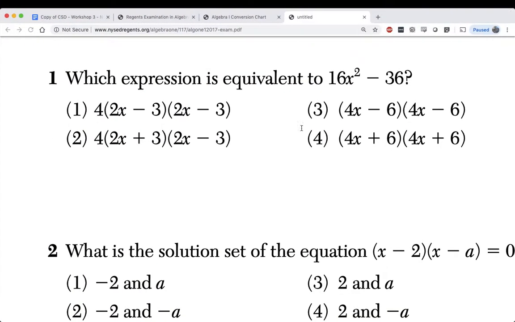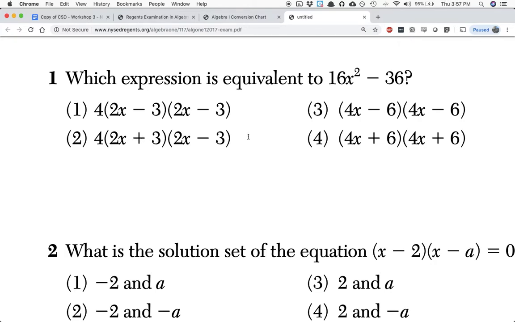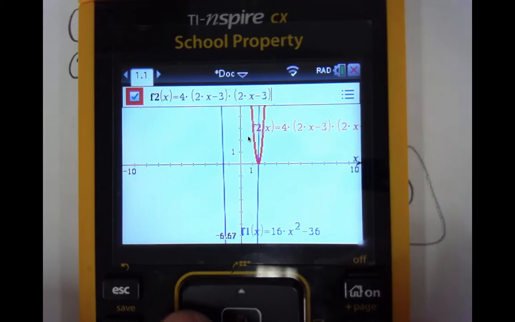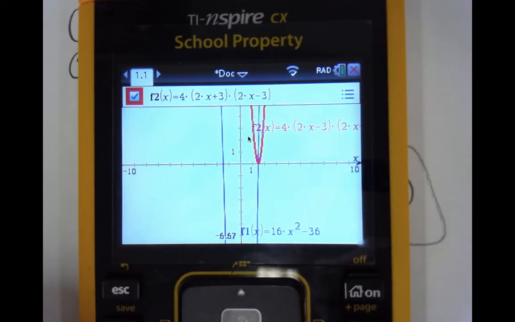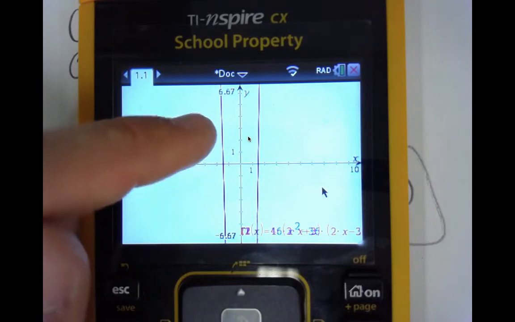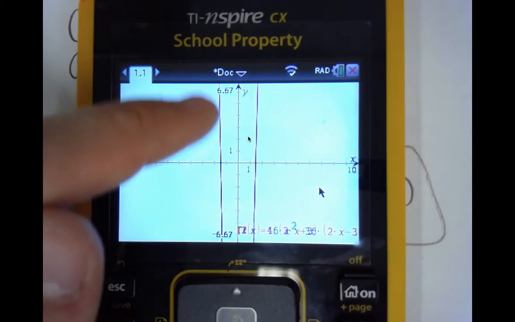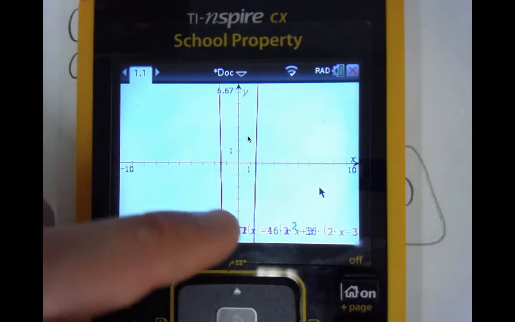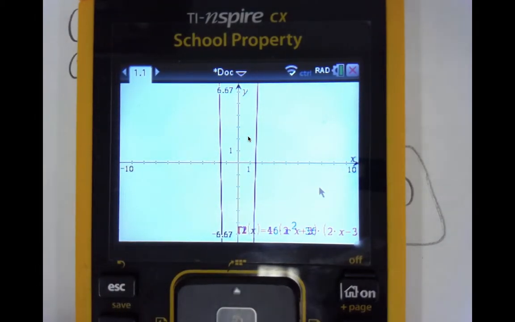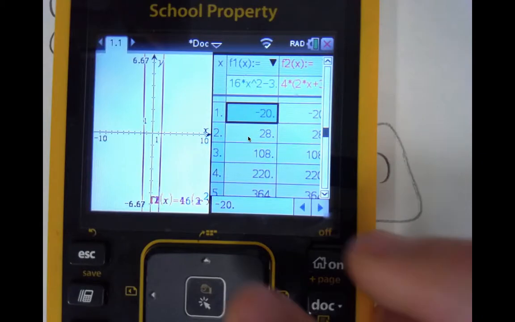Let's try answer choice 2, which is 2x plus 3, 2x minus 3. So I'll hit tab, come back here, and I'll just switch this to 2x plus 3 instead of 2x minus 3. And if I graph that, you should notice the new graph that shows up. You should have noticed a change in the color. It was blue before, it's red now because it graphed exactly on top of my original function. If I hit Control T, I can just confirm that more.